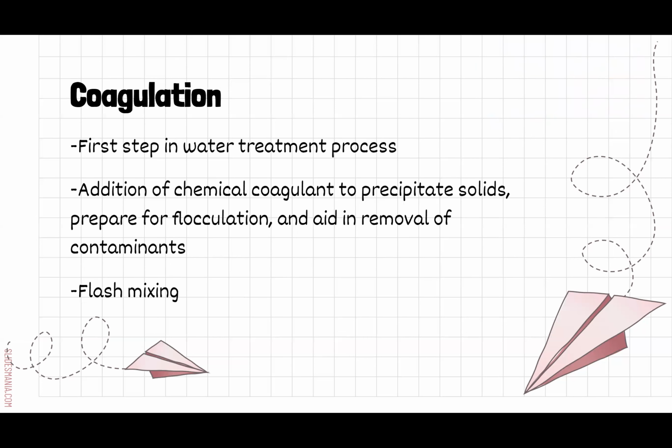Thank you, Celeste. The first part of our design is coagulation, which is often the first step in the water treatment process. In the process of coagulation, a chemical coagulant is added to the water and it is flash mixed for thorough distribution. The chemical coagulant precipitates solids in the water and prepares the water for the next stage of flocculation. Together, these two processes aid in the removal of contaminants. Next slide, please.